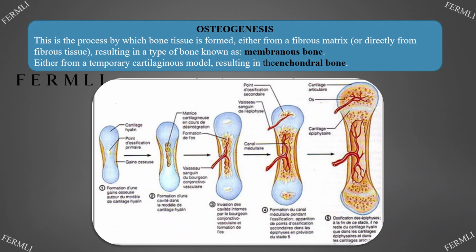Osteogenesis. This is the process by which bone tissue is formed, either from a fibrous matrix or directly from fibrous tissue, resulting in a type of bone known as membranous bone. Or from a temporary cartilaginous model, resulting in thin chondral bone.